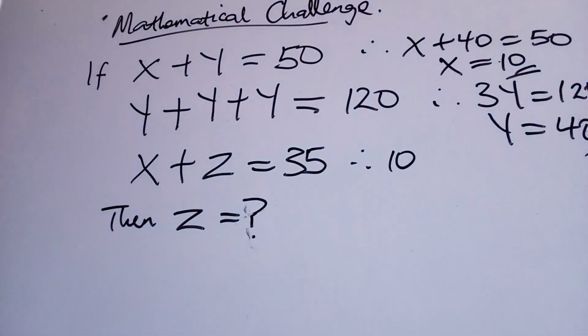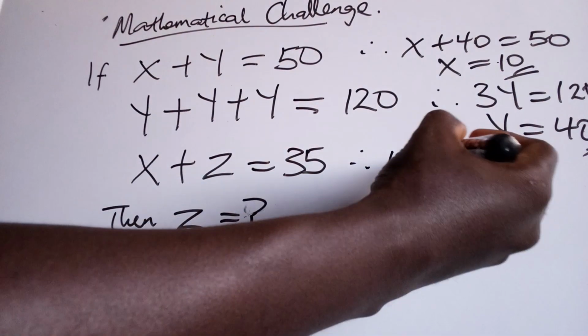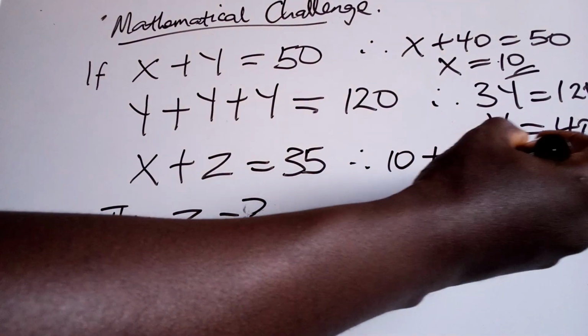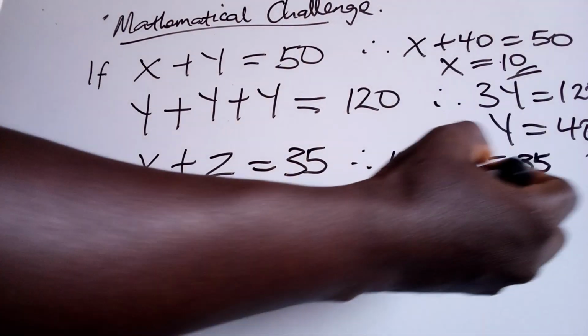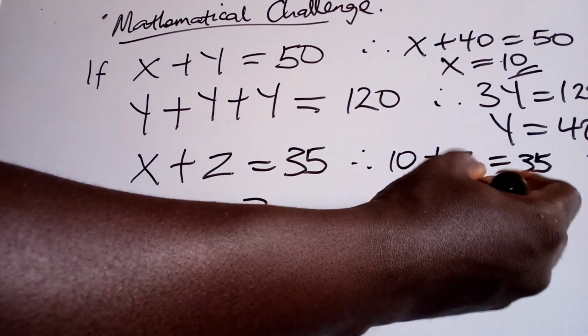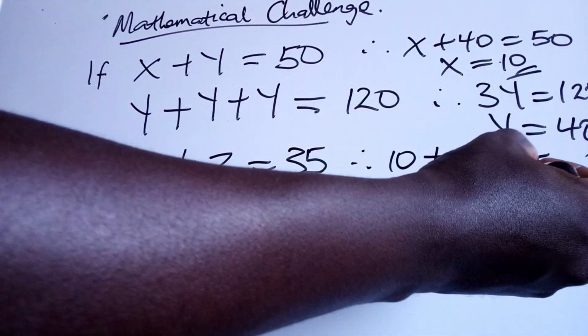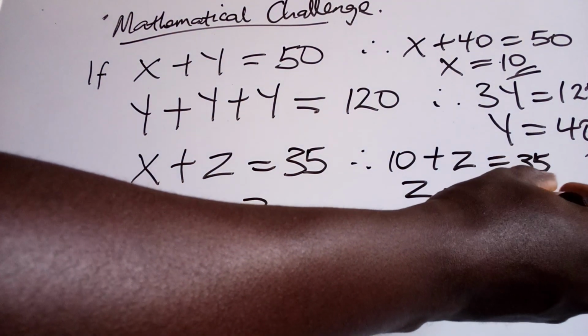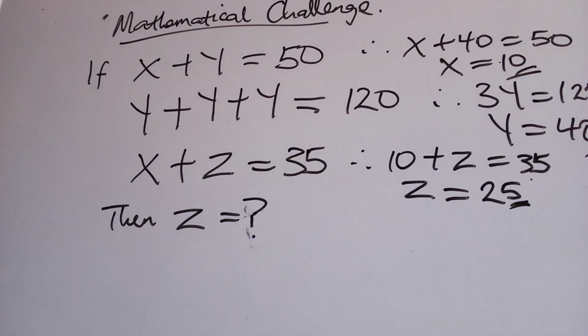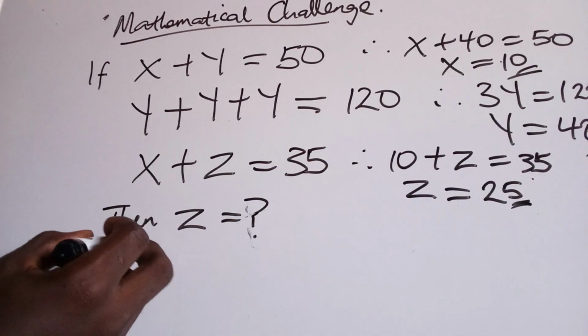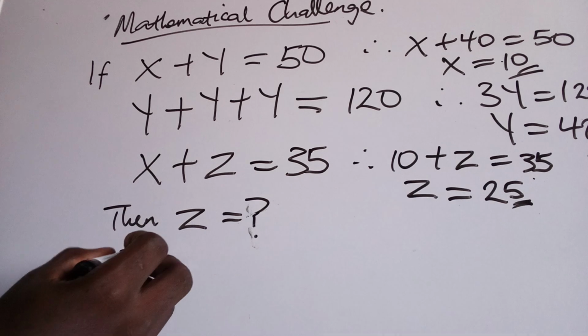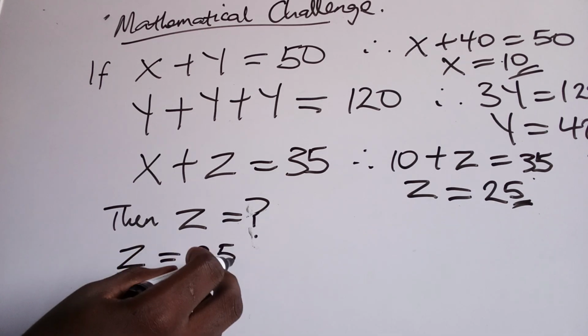10 plus z equals 35. So when we collect the like terms, we have 35 minus 10, which is 25. So we know that the value of our z to be 25.